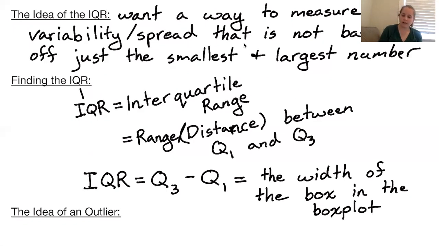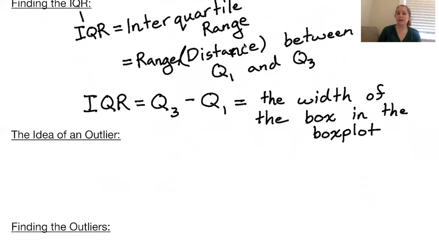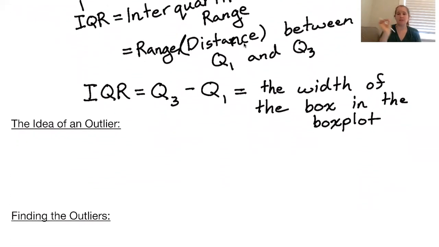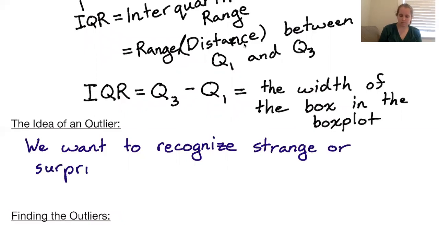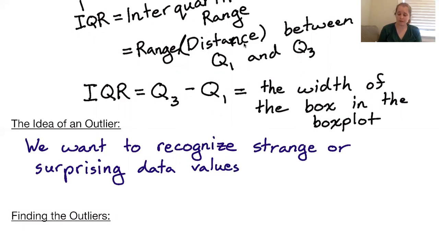The idea of an outlier, this is coming back to the fact that we may have most of our data clumped together and then just have some really strange values that are very far away from the rest of the data. So the idea of an outlier is we want to recognize strange or surprising data values that are far from the rest of the data.